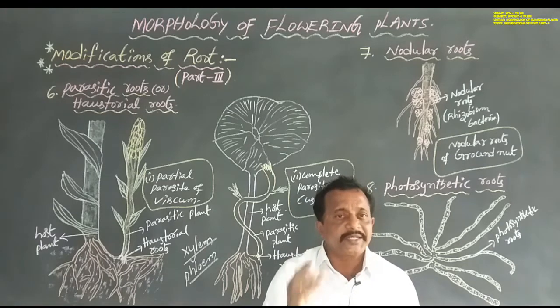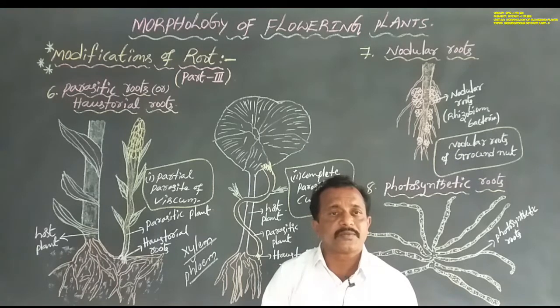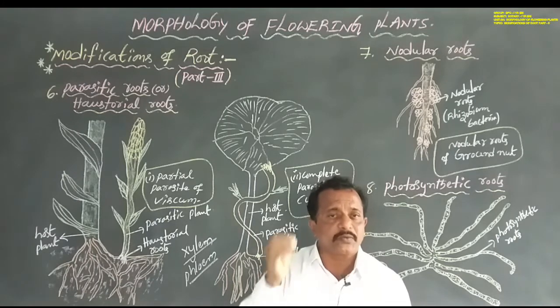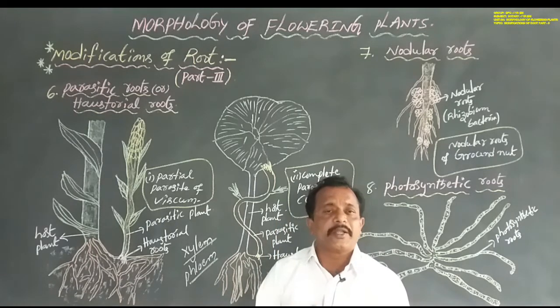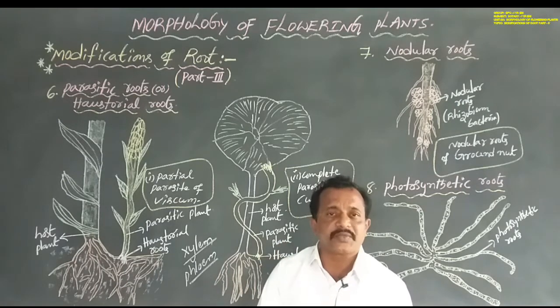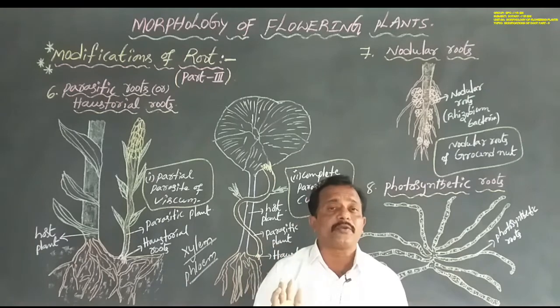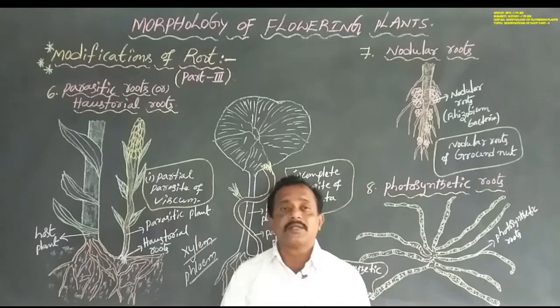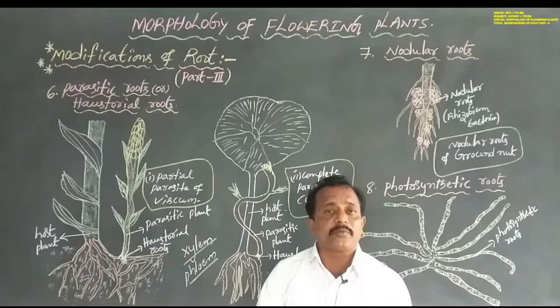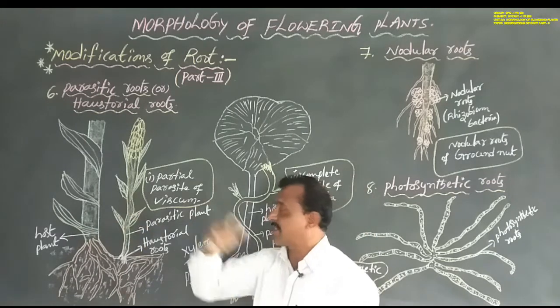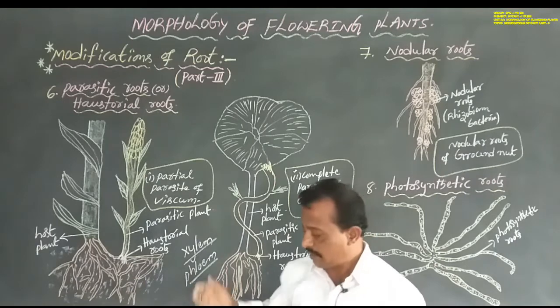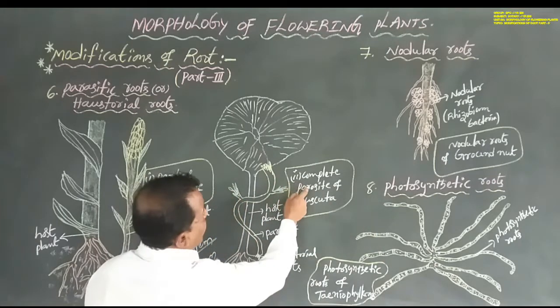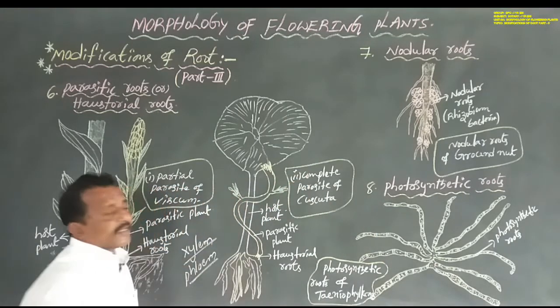The examples of partial parasites here are Viscum and Striga. Why are these plants called partial parasites? Because they depend on the host organism only for water and mineral nutrients, not for food material. Why? Because they contain leaves. The leaves make their own food material and carry out photosynthesis.